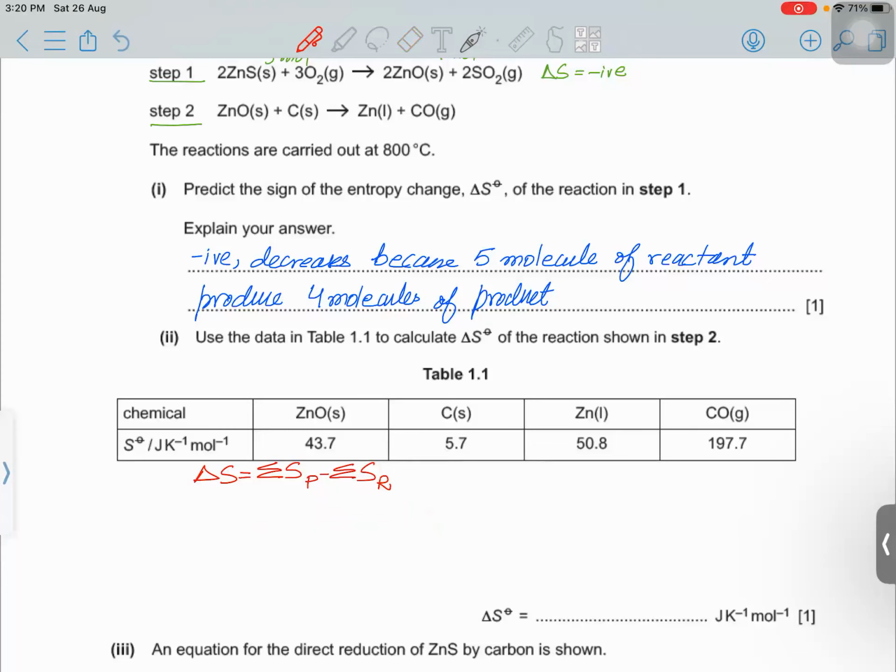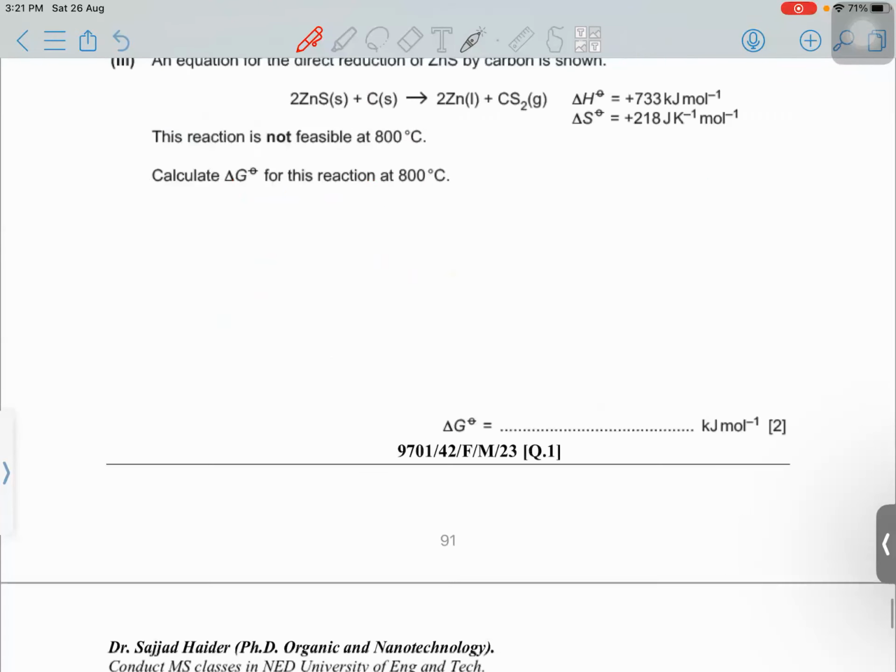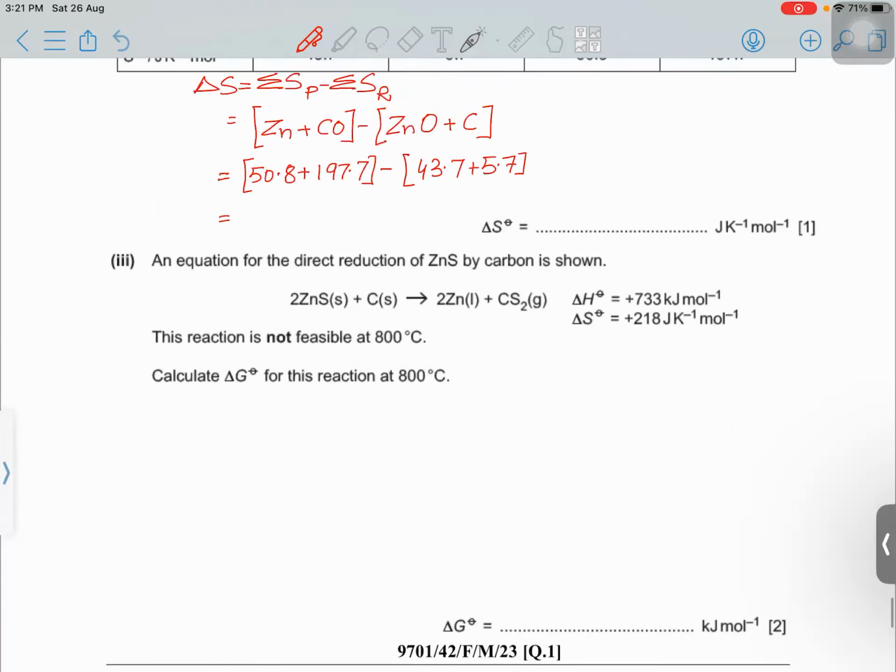So the examiner asked about step 2. The formula would be zinc plus carbon monoxide minus zinc oxide plus carbon. So zinc is 50.8, carbon monoxide is 197.7, minus zinc oxide is 43.7, carbon is 5.7. Can you tell me the answer? This is from 9701, variant 42, February March 23, question number 1.